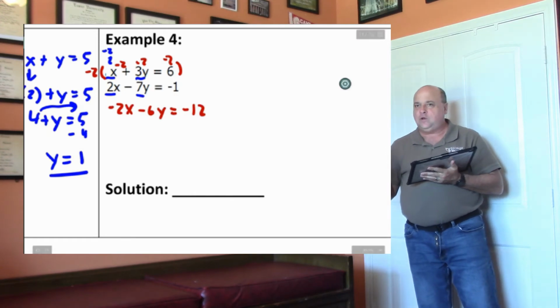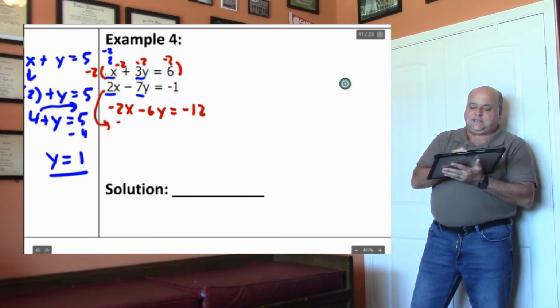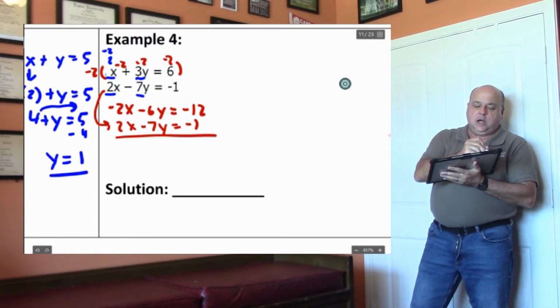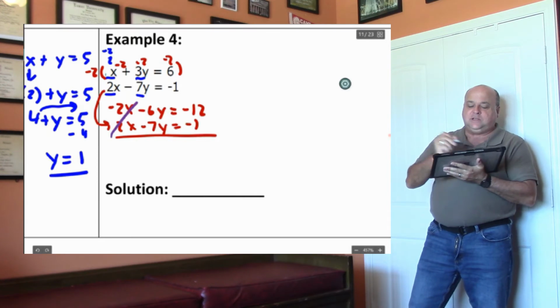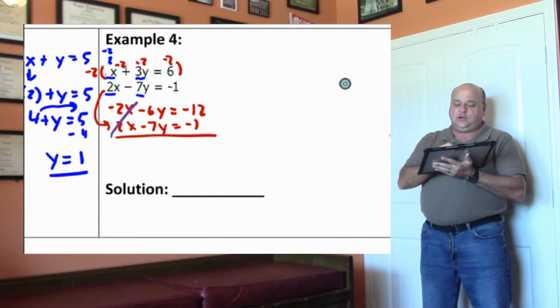Use a calculator if you can't do the multiplying with the negative. And then I'm going to rewrite that second equation and not change it. Now then, notice the x's are opposites, they're going to cancel. That's why it's called elimination. Now they go straight down and do the arithmetic.